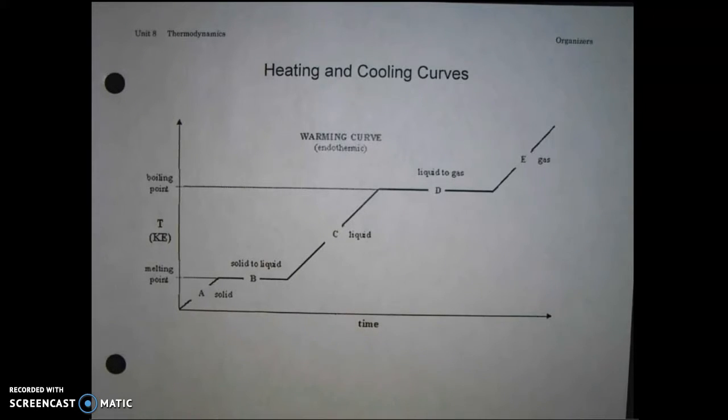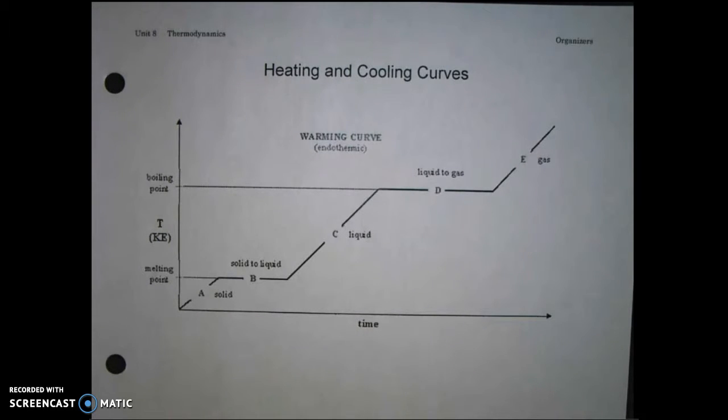So the topic of this video is taking a look at the energy associated with physical changes, basically heating and cooling curves. So a result of things changing state, going from solid to liquid to gas and so forth. So with a heating and cooling curve, notice the axes. The y-axis is the kinetic energy or the temperature, and the x-axis is time.